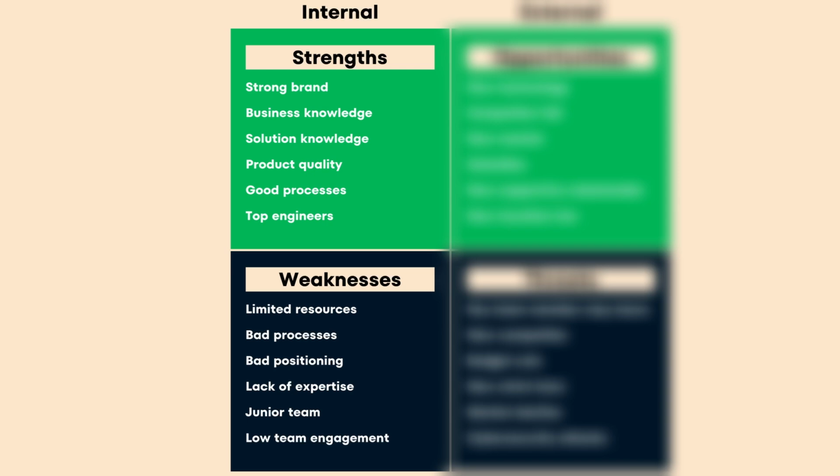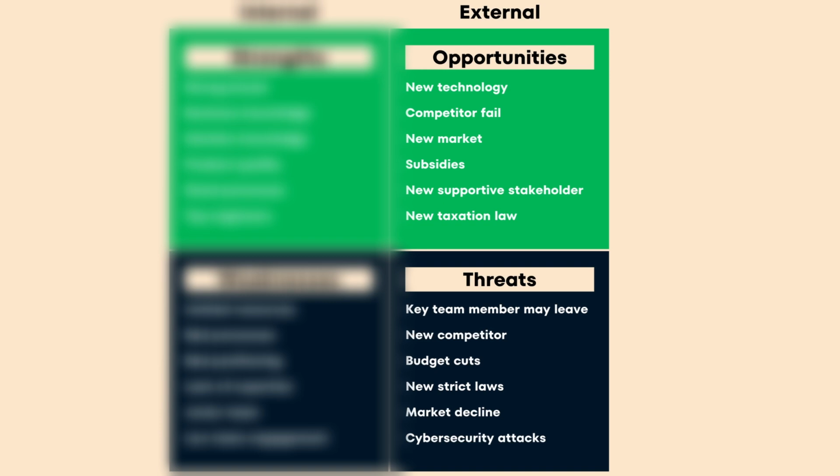On the left are internal factors we can control and should capitalize on or fix. To the right are external factors we don't control. However, we could influence them by investing in opportunities and foreseeing and avoiding threats.